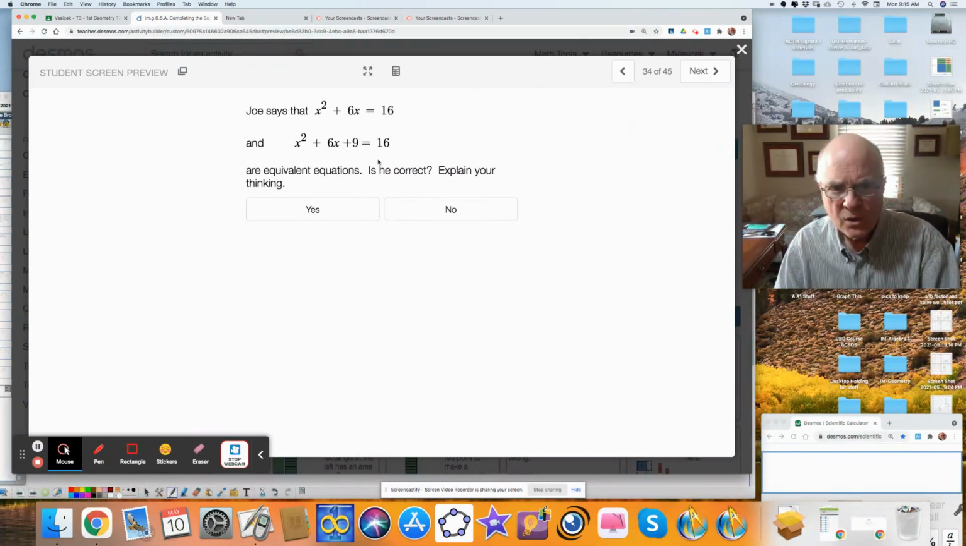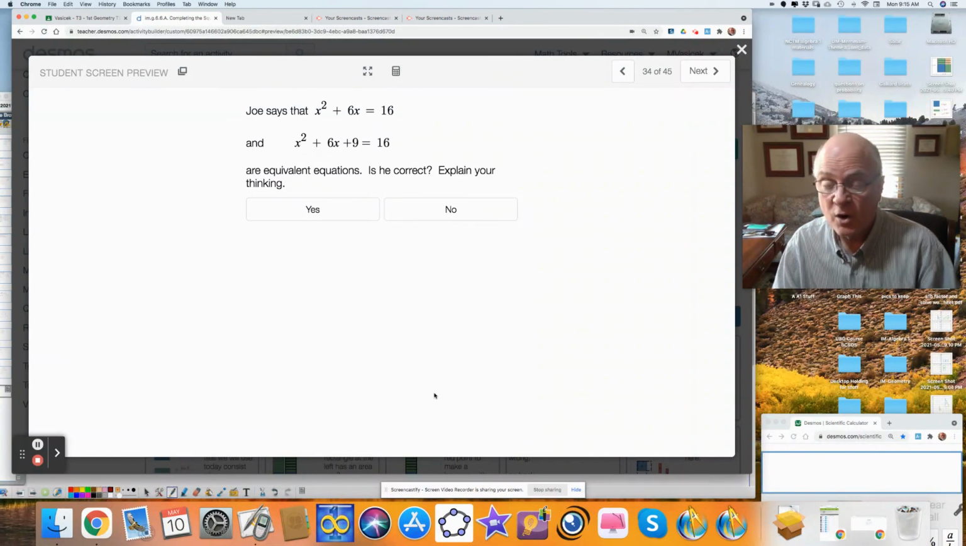And there are some other questions for you to answer. I'm just going to stop this right here, though. I'd like you to try this on your own. Tomorrow, we're going to actually do the illustrative mathematics activity on completing the square. Good luck and success.